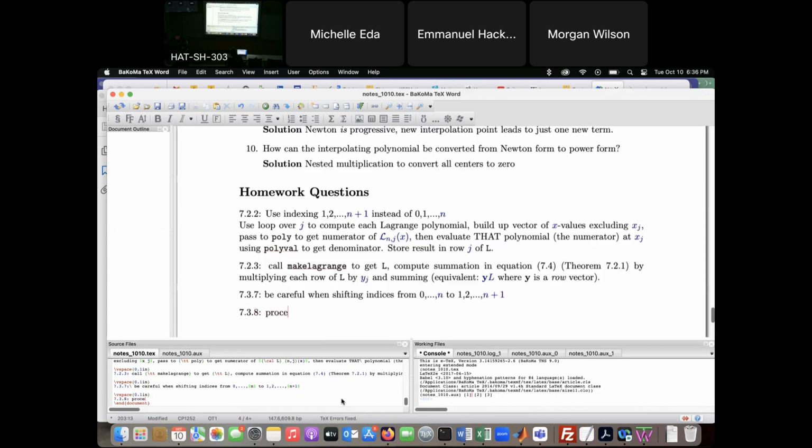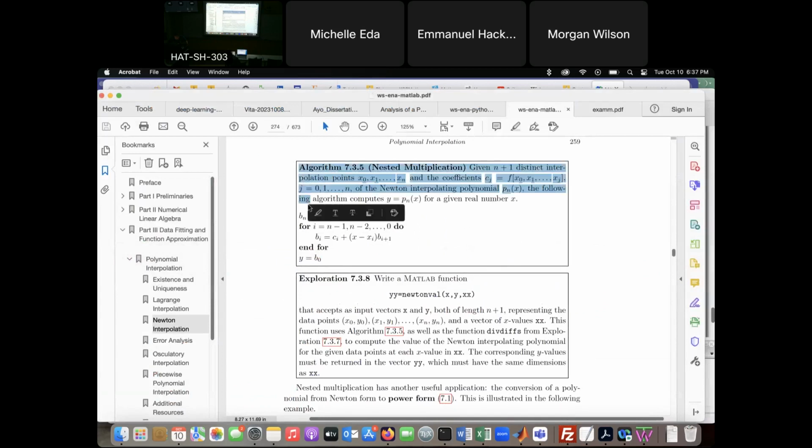7.3.8. So the process is sort of some delegation. You're going to call divdiffs from 7.3.7 to get the divided differences, and then use nested multiplication. The nested multiplication algorithm is given here. So really what you're doing in your Newton val function is implementing this, because you'll have your divided difference coefficients, your c's, from calling divdiffs. So it's the output of that. Then you would implement this loop, and the output of this loop is your y values. So there's not a whole ton of code involved in Newton val. It calls divdiffs to do the heavy lifting, getting divided differences, and then you do this.